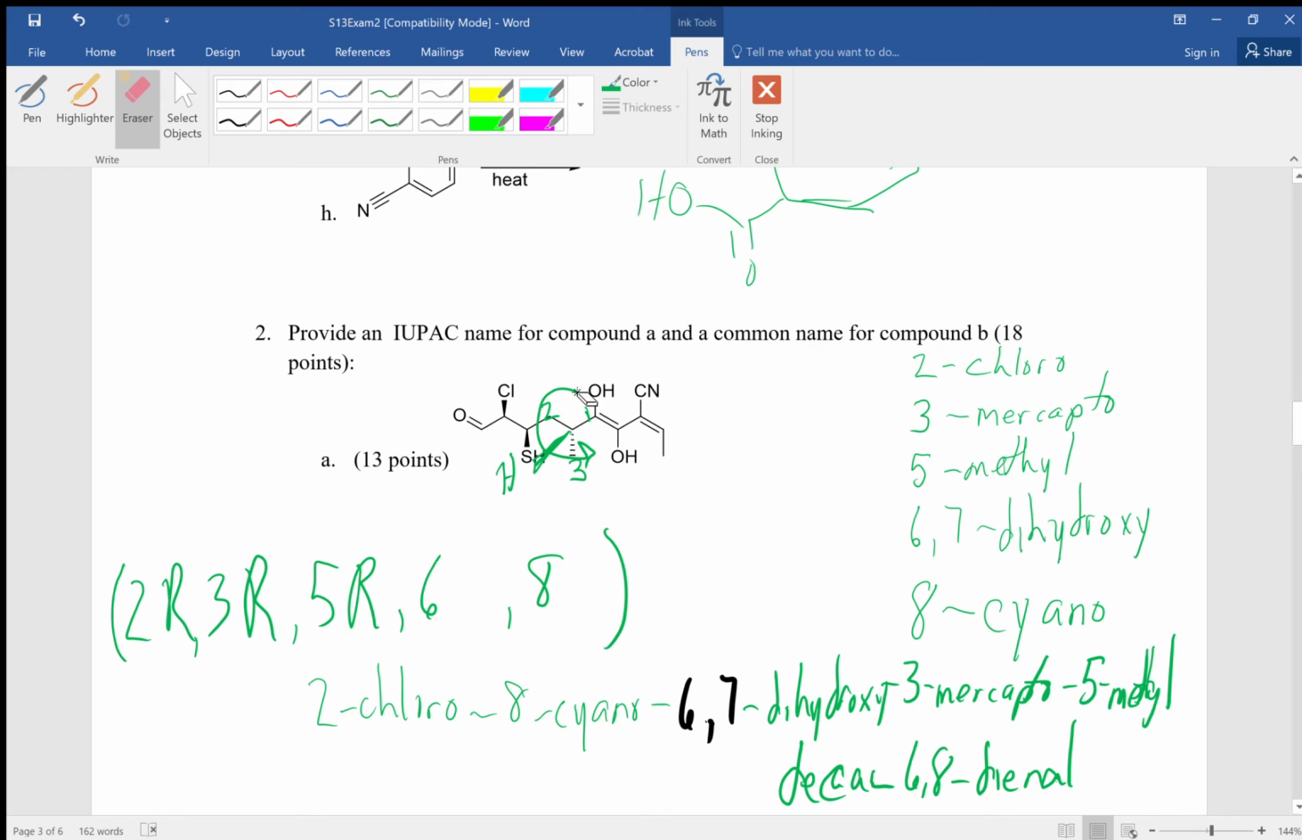Now we need to do our 2 alkenes, define them as E or Z. For the first alkene, we have an alcohol versus a carbon, and on the other side we have another alcohol versus a carbon. So the alcohols are both higher priority, oxygen being higher atomic number than carbon. That means our higher priority groups are on opposite sides, so that's 6E.